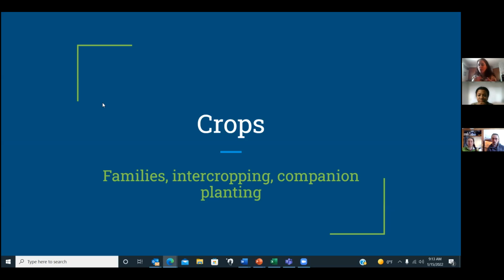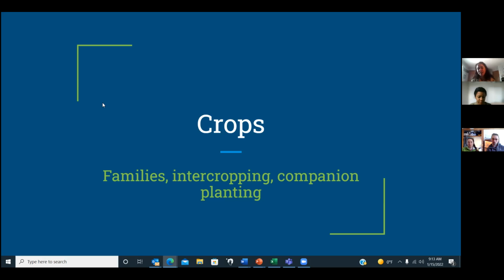And so I think I was explaining before, you will be getting resources in your education binder, and you can refer to those. So let's get started familiarizing ourselves with the crop families.